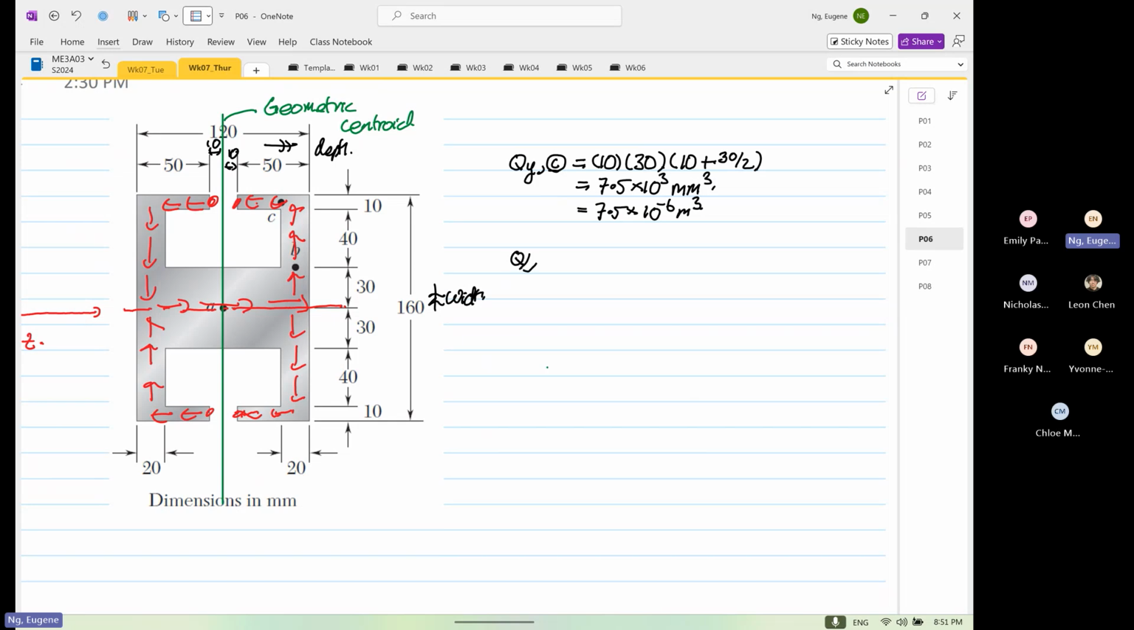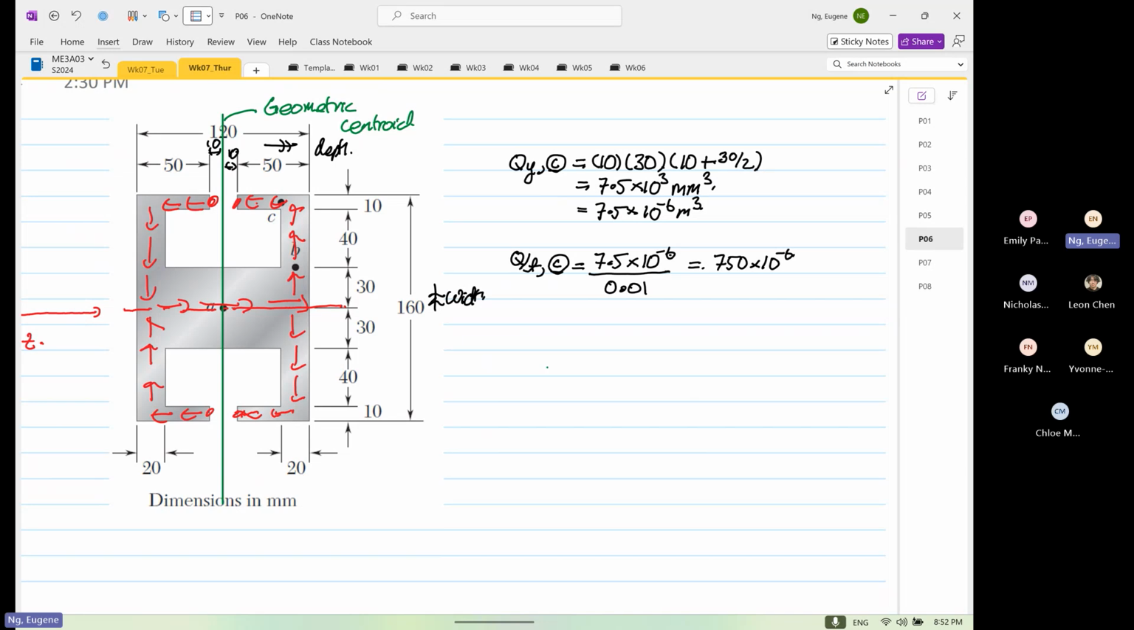So if we look at the Q over T ratio at point C, it is equal to 7.5 times 10 to the power minus 6 divided by our thickness of 0.01. So 7.5 power minus 6 divided by 0.01 is equal to 750 times 10 to the power minus 6. Let me do it again: 7.5 power minus 6 divided by 0.01, 750 times 10 to the power minus 6. Okay, that's our Q over T ratio.